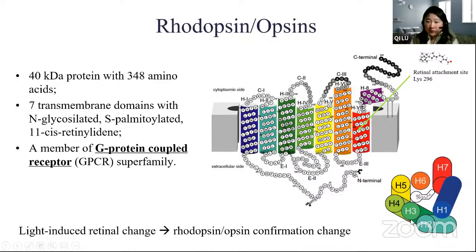From the top view, or when we take a look from a different side, it's just a change of 90 degrees. Then we see that the 11-cis retinol sits in the center of this protein. And the binding site of the 11-cis retinol is at the site of lysine 296.